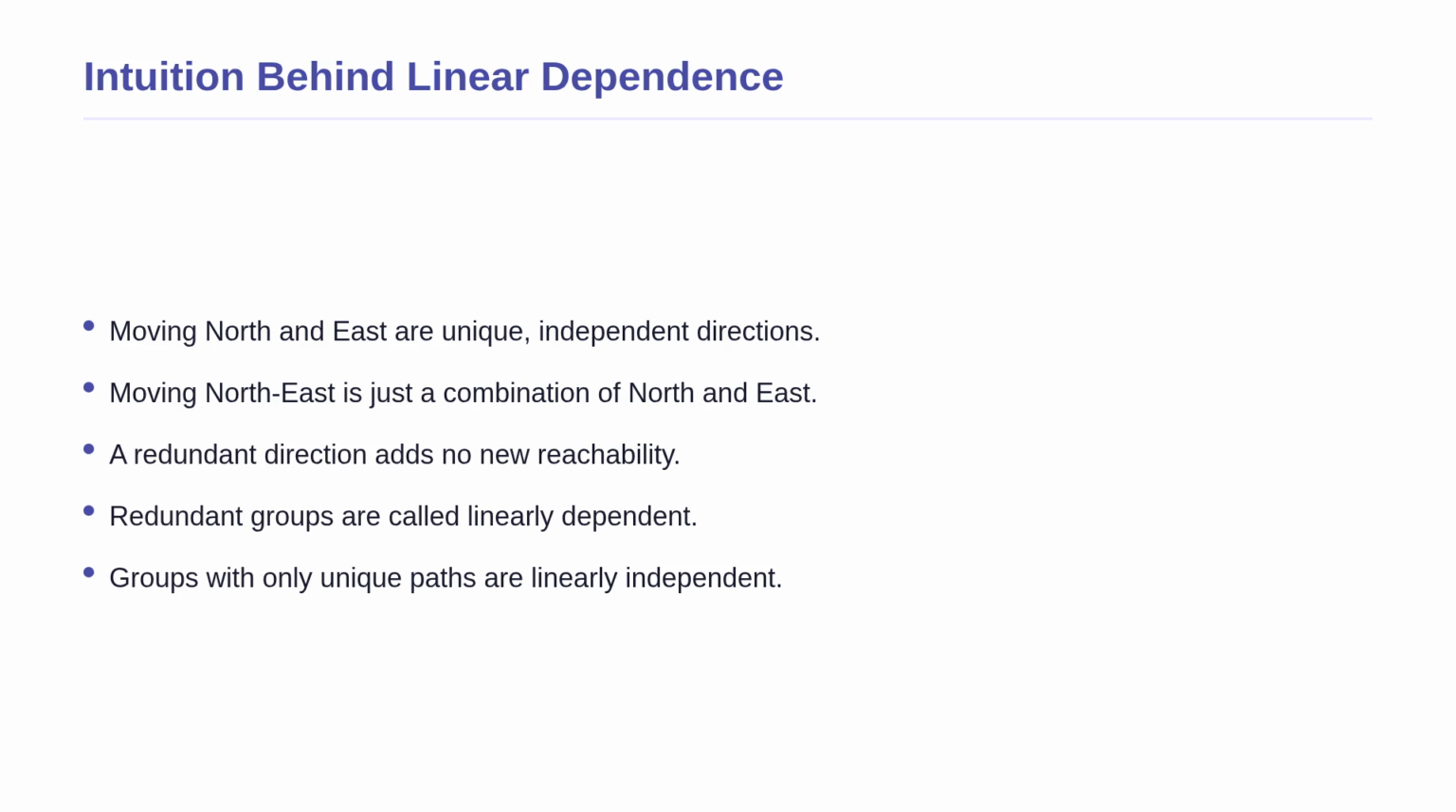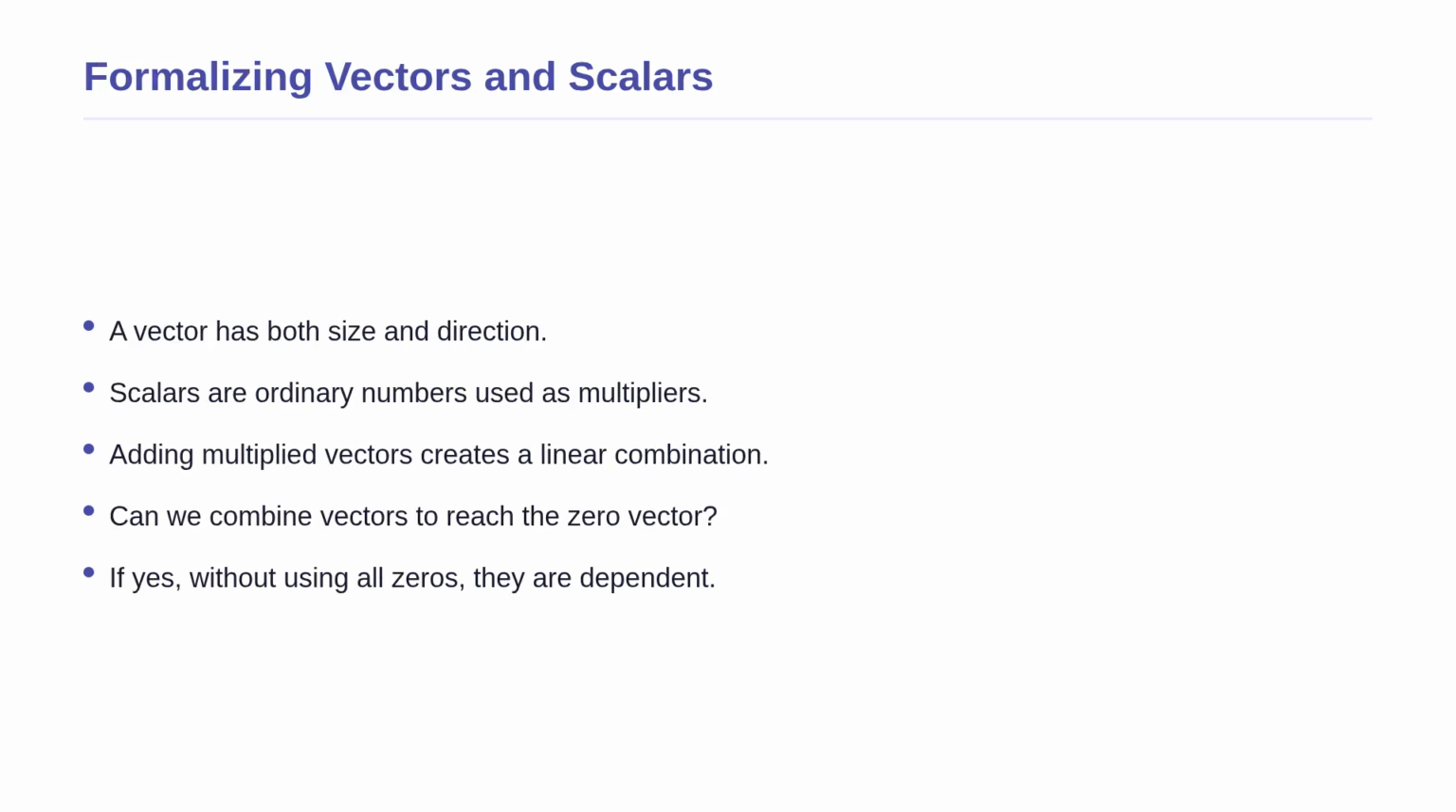Drive 1 mile northeast. This third instruction is actually just a combination of moving north and moving east at the same time. Because this new direction does not give your friend any new ability to reach places they could not already reach, it is completely redundant. In algebra, when a mathematical direction is just a redundant combination of other directions, we call the whole group linearly dependent.